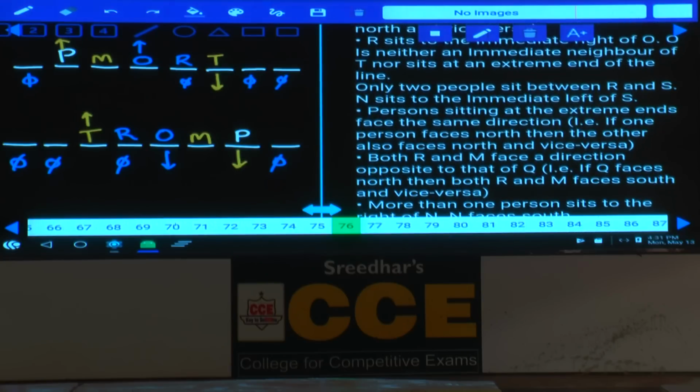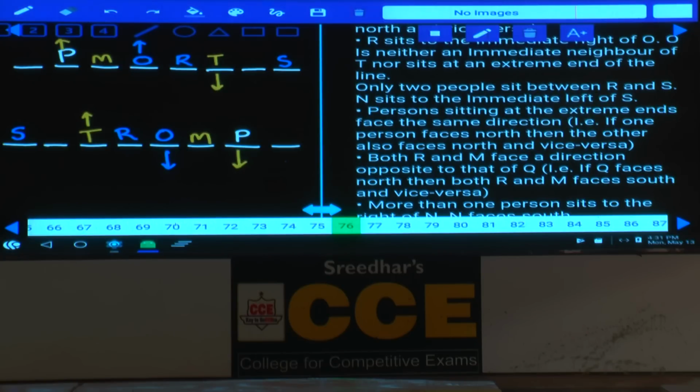Neither sits at any extreme ends of the row, and only two people between R and S. Between R and S, tell me how many people? There are only two people, hence S must be here. As there are only two people between R and S, S must be here. Then only two people between R and S. Only two people are in between R and S.